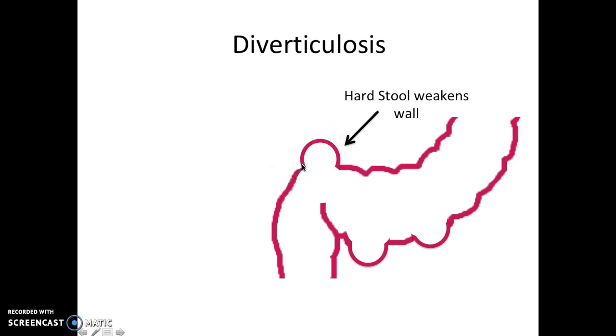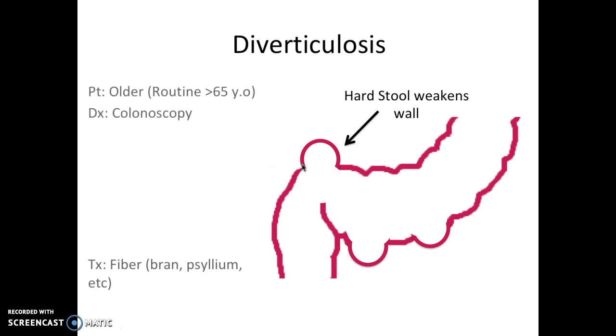And these are actually very common in the elderly, so much so that your patient is typically going to routinely have them above the age of 65 years old. And they're oftentimes incidental findings on colonoscopy, which is the way that we diagnose them. The treatment's pretty straightforward. It's fiber to reduce the strain.